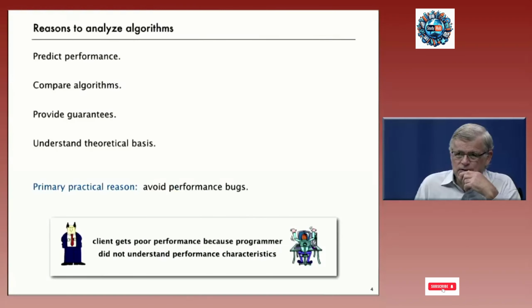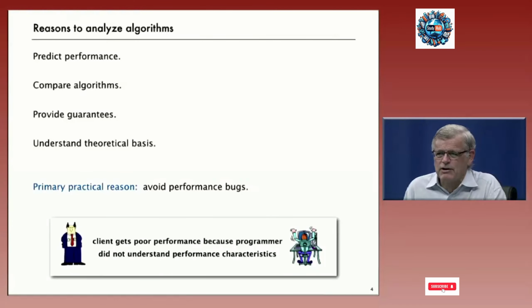So there's a lot of reasons to analyze algorithms. In the context of this course, we're mainly interested in performance prediction. We also want to compare the performance of different algorithms for the same task and to be able to provide some guarantees on how well they perform. Along with this is understanding some theoretical basis for how algorithms perform. But primarily, the practical reason that we want to be analyzing algorithms and understanding them is to avoid performance bugs.